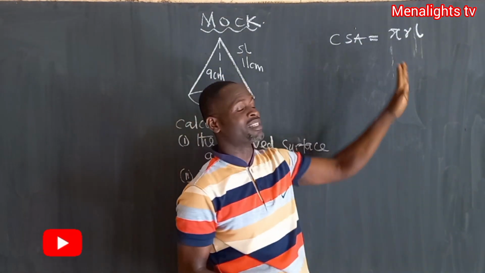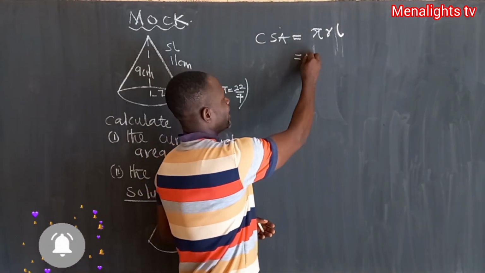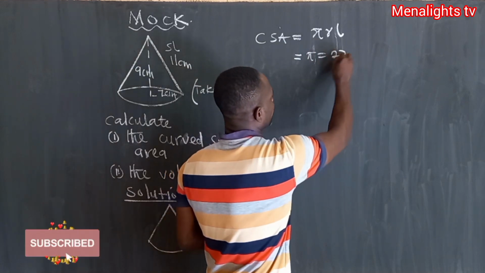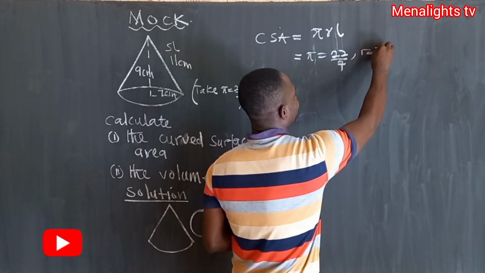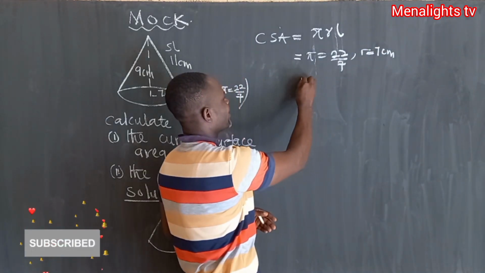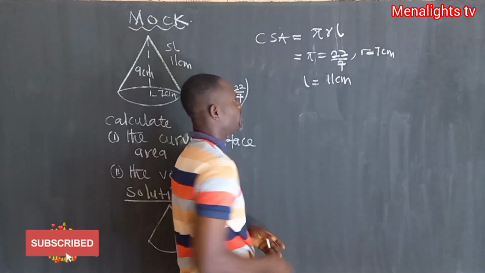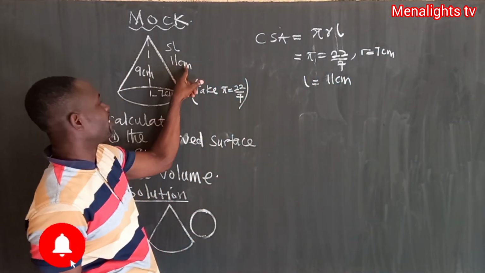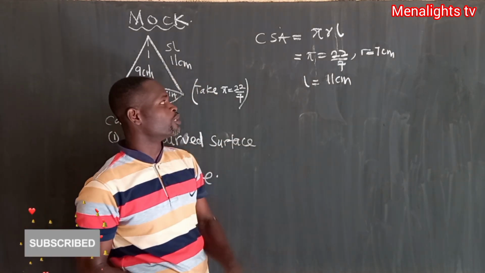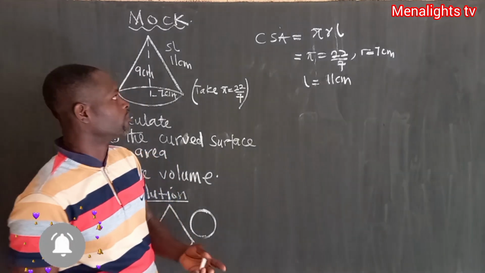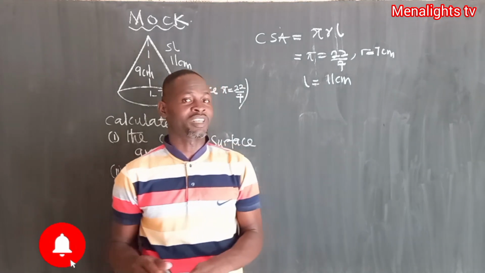So that is pi times the radius times what? The slant height. From the question, we have the pi, which is equal to 22 over 7. The radius, which is equal to 7 centimeters. And then we have our slant height, the L, which is 11 centimeters. As you can see from here, the slant height is 11 centimeters, the radius 7 centimeters, and the pi is 22 over 7. So we are now going to put these figures into the equation to see the result that we get.